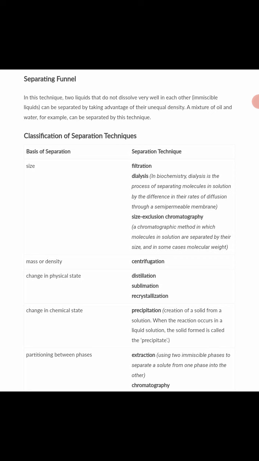Okay, so precipitation is the creation of a solid from a solution. When the reaction occurs in a liquid solution, the solid formed is called the precipitate. When we have partitioning between the phases, we use extraction, or we can also use chromatography.